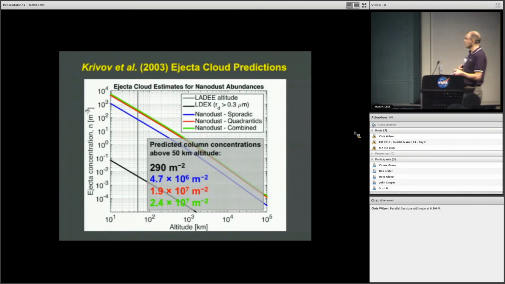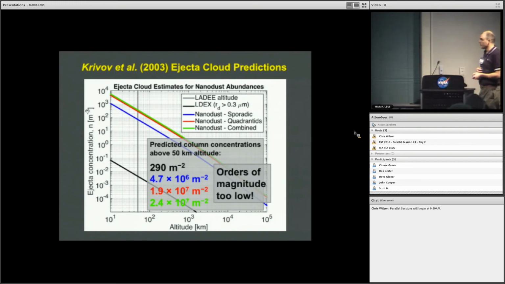When you add up the column, which is what we're interested in when looking at UVS data, these are the numbers we get. For LDEX, we get about 290 grains per meter squared, so pretty small. But when you look at the nanodust due to sporadics, you jump up to 10 to the 6. That's a huge increase, which is what you'd expect from that power law plot. When you fold in the Quadrantids, you can maybe get up to 10 to the 7. But we're trying to explain 10 to the 11 or greater. So we're orders of magnitude too low.